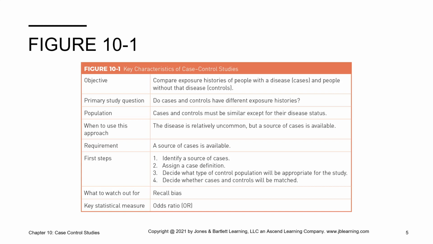One thing you want to think about with a case control study is when you would want to use this approach. This is often used when the disease is relatively uncommon, but a source of cases is available. A requirement is that a source of cases be available. Then some of the first steps are to identify a source of cases, assign a case definition, decide what type of control population will be appropriate, and decide whether cases and controls will be matched. Something to look for though is recall bias, and we'll go over matching and recall bias in the next few slides, as well as the key statistical measure, the odds ratio.